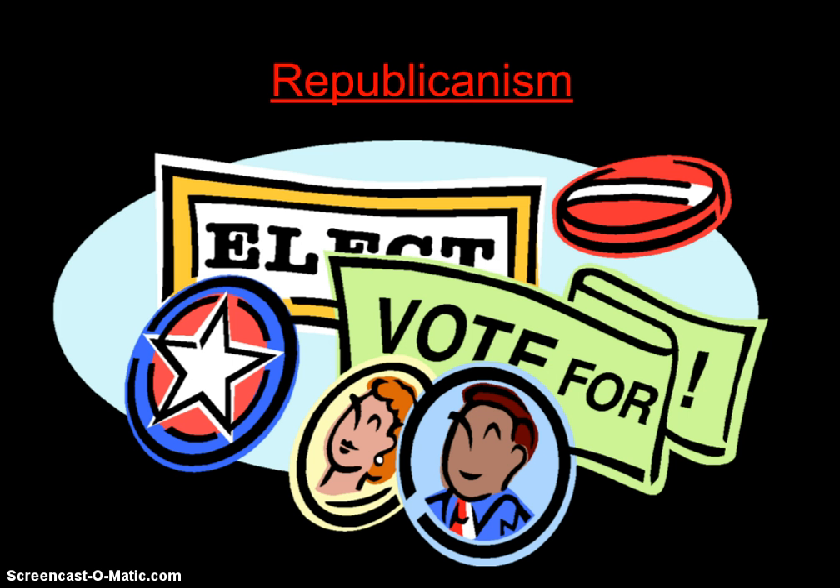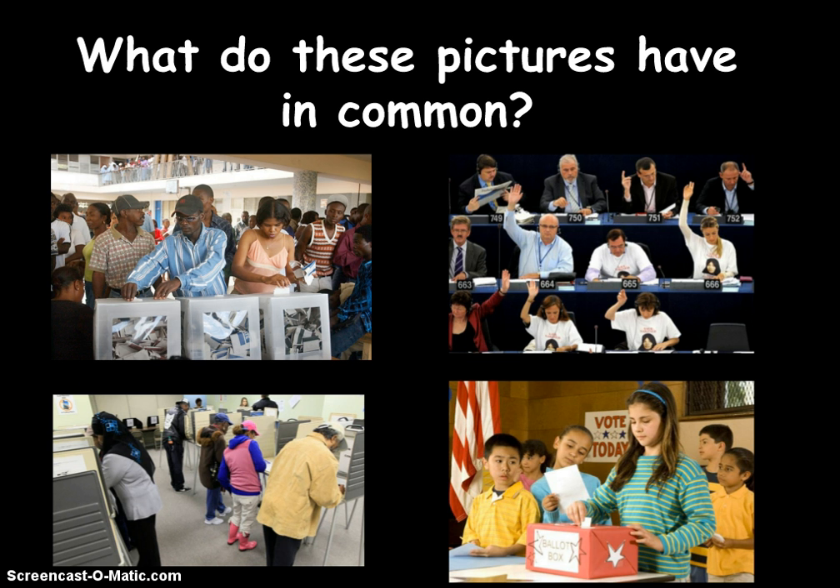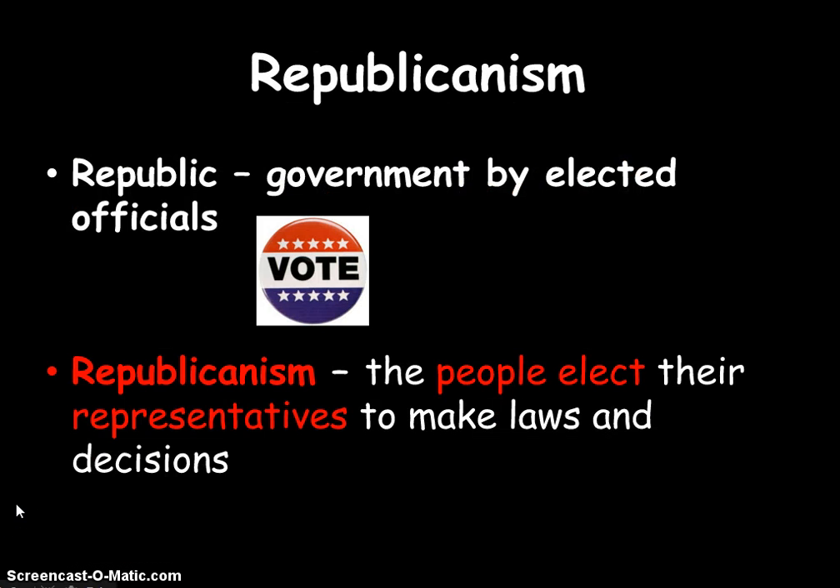Our next principle is called republicanism, because in the first one we said that the people have power, but how can the people possibly exercise that power? Well, if you look at these pictures here, what do they all have in common? Look at this picture, and this one, and this one. And my question to you is, what activity is going on in all 4 pictures? Write that down in your notes. Okay, now that you've done that, let's move ahead.